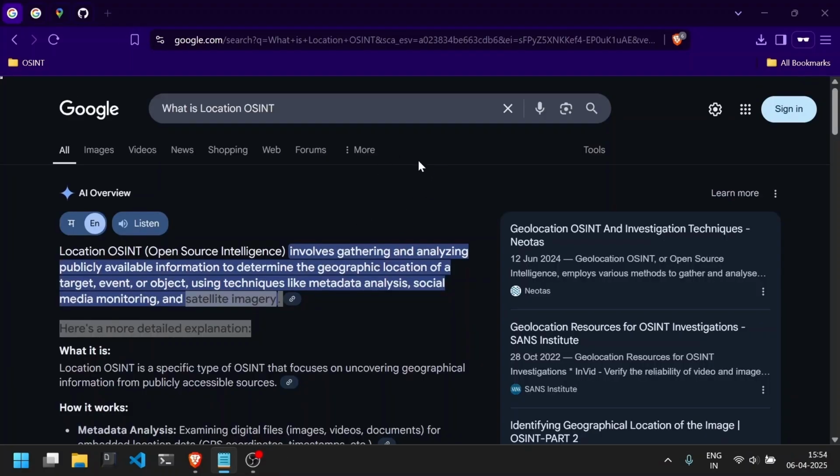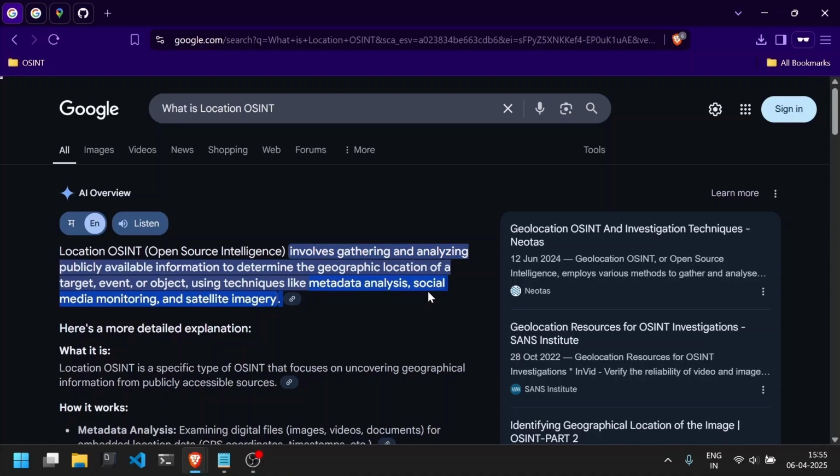So what is location OSINT? As per Google, location OSINT involves gathering and analyzing publicly available information to determine the geographical location of a target, event, or object using techniques like metadata analysis, social media monitoring, and satellite imagery.